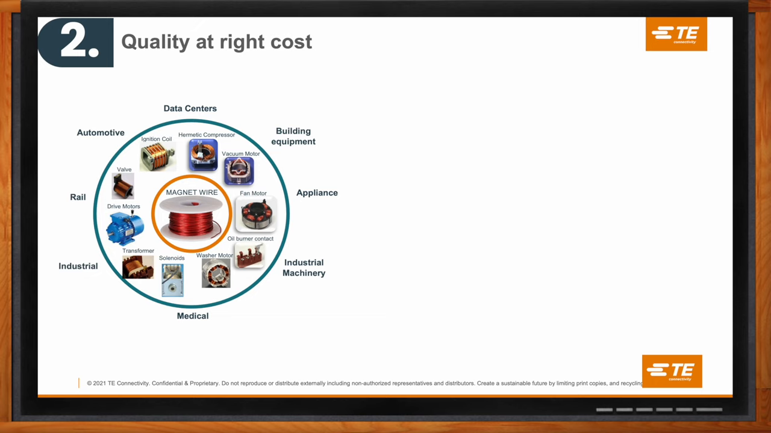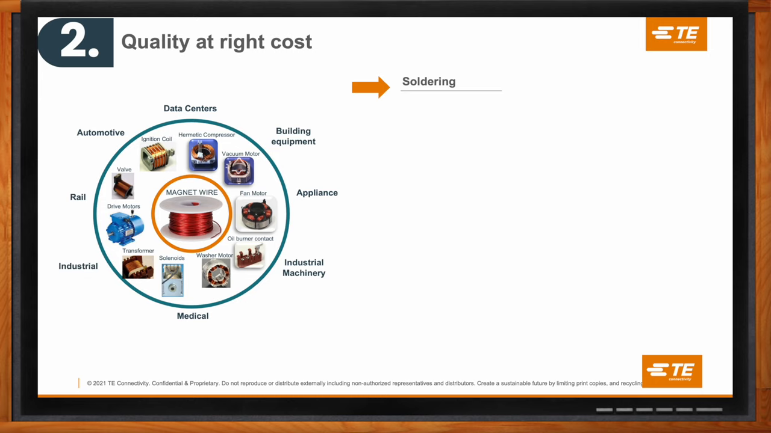Thinking about all the end markets that use electric motors, we can start imagining automotive and all the claim for e-vehicles. We can think about building equipment and HVAC. We can think about motors in appliances, in industrial machinery, in rail, et cetera. All of these end markets would use in different functions a specific electric motor that can be a valve, an ignition coil, a fan motor, a washer motor, a solenoid, et cetera. All these motors would use a magnetic wire.